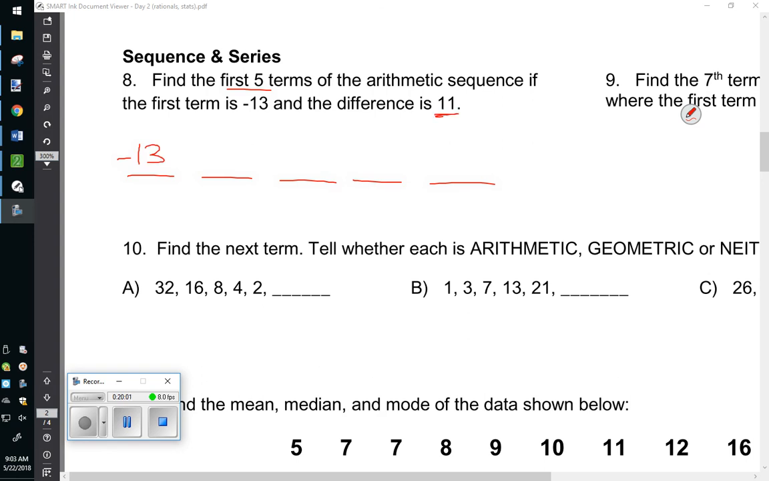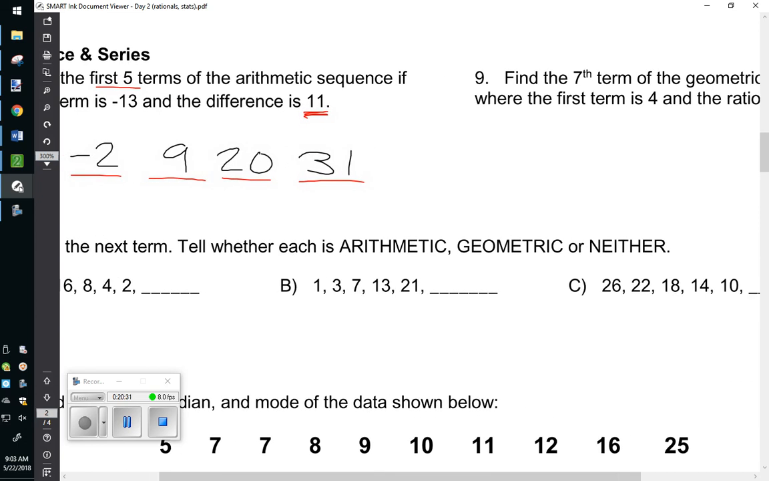The difference is 11. If the difference is 11, what am I doing each time? I'm adding 11, so negative 13 plus 11 gets you negative 2. Plus 11 again, 9. Plus 11 again gets you 20. Then 31. I didn't have to teach you a whole lot, hopefully, for that. You just keep adding 11. Questions on the first one.